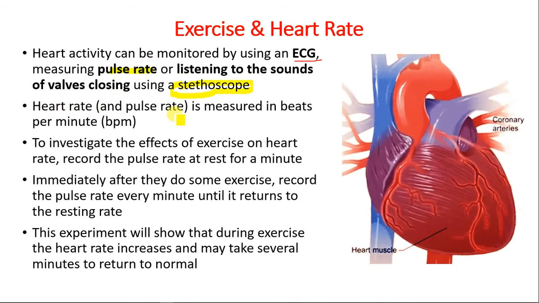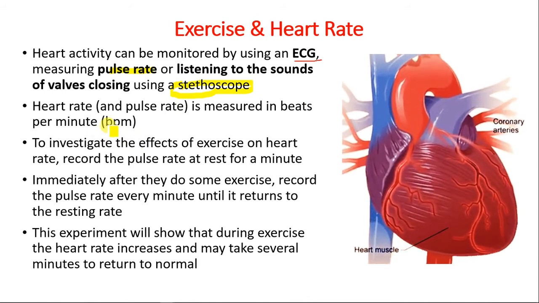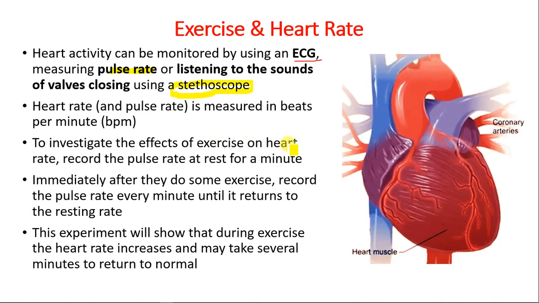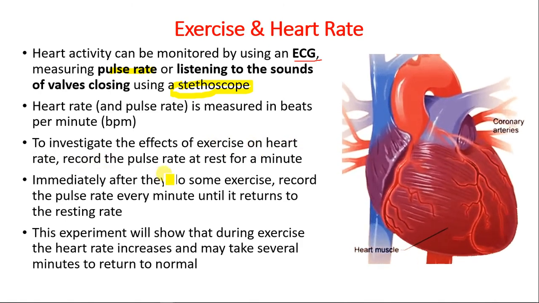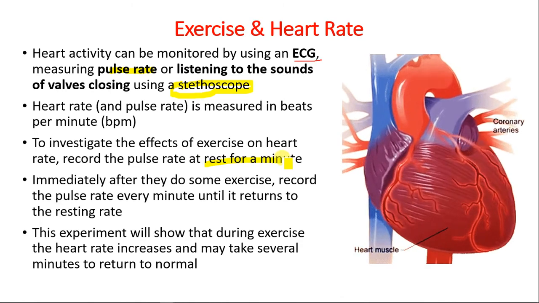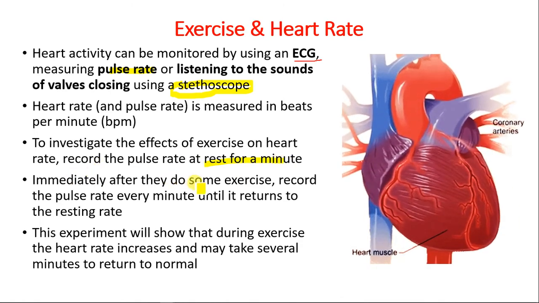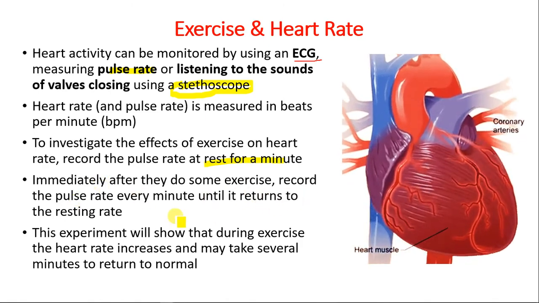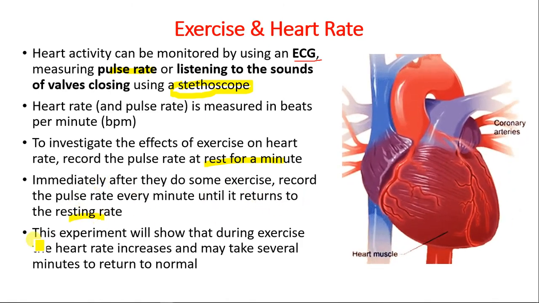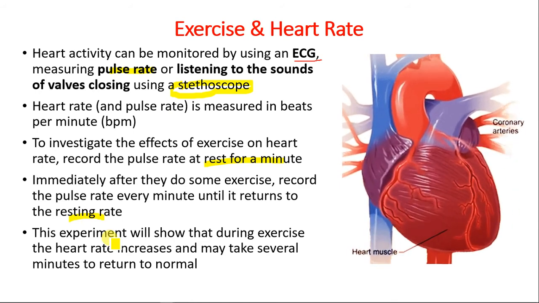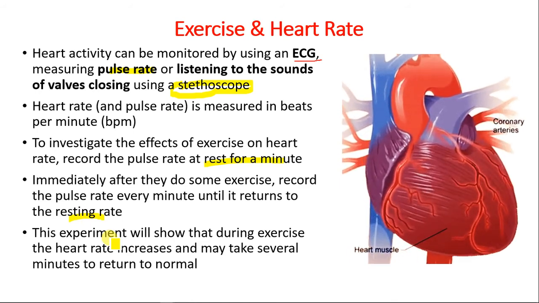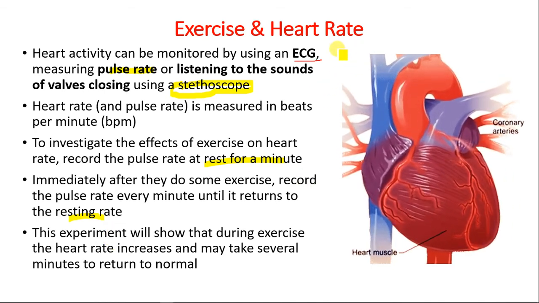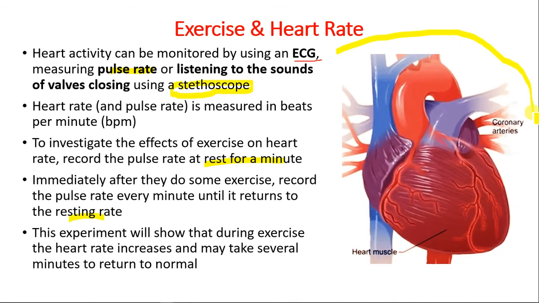Now, heart rate and pulse rate is measured in beats per minute, BPM. To investigate the effect of exercise on heart rate, you need to record the pulse rate at rest for a minute. Immediately after they do some exercise, you record the pulse rate every minute until it returns to the resting rate. This experiment will show that during exercise, the heart rate increases and may take several minutes to return to normal. So exercise affects how fast the heart beats.